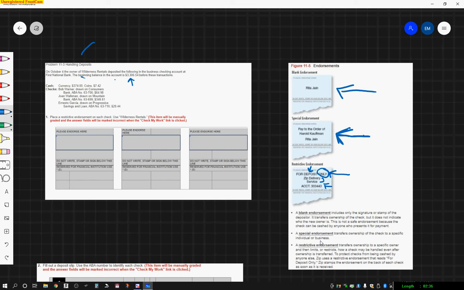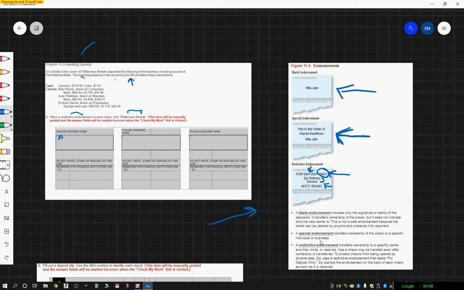Place a restrictive endorsement on each check. Use Wilderness Rentals as the business. Okay, so this is the company that you're making the deposit for. So how would you do that? Well, it's going to have to say, just like it does over in the textbook. Okay, that's why I pointed that out for you.